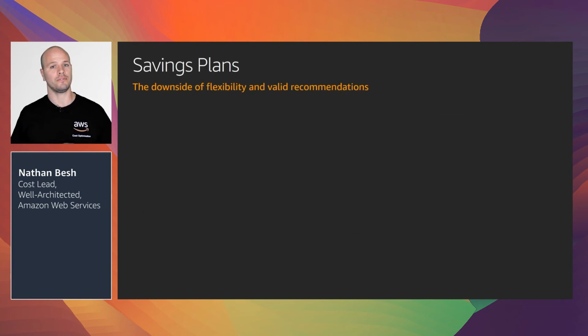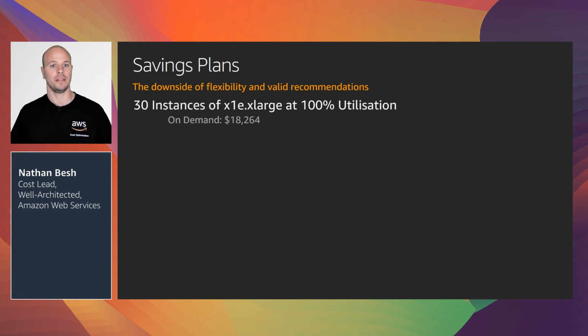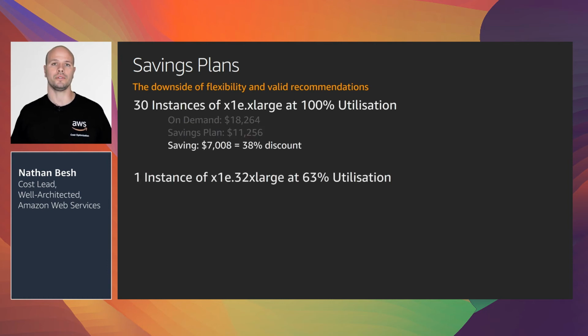So there is a downside to the flexibility, and when we think about valid recommendations, we'll look at a very specific example. If you've got 30 instances of X1E large running at 100% utilization, that's going to be the on-demand cost, that will be the savings plan cost. You're going to get a discount of about $7,000 or 38%, which is a great discount that most customers would definitely purchase.